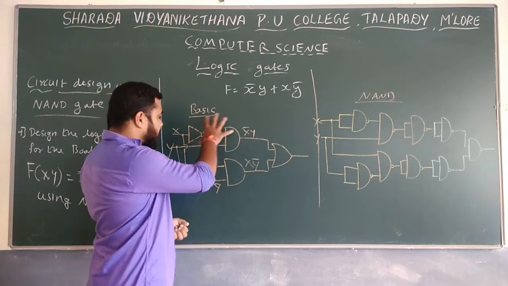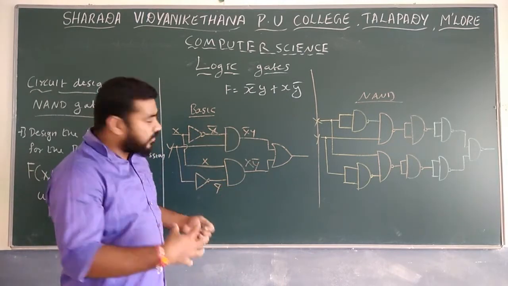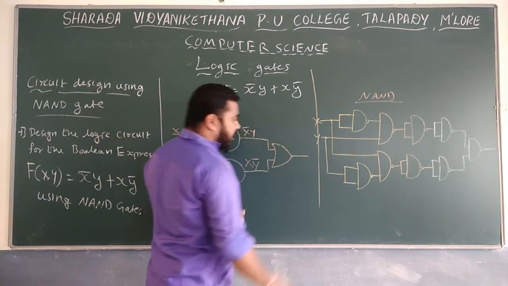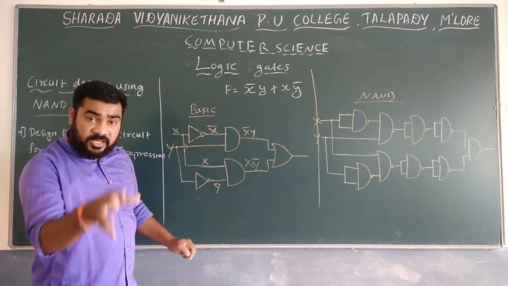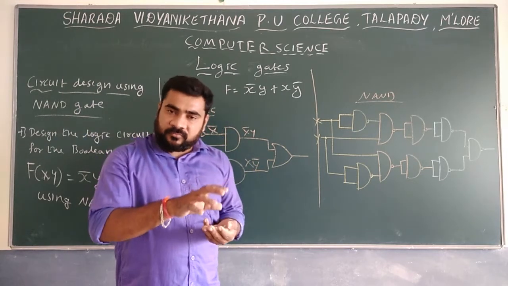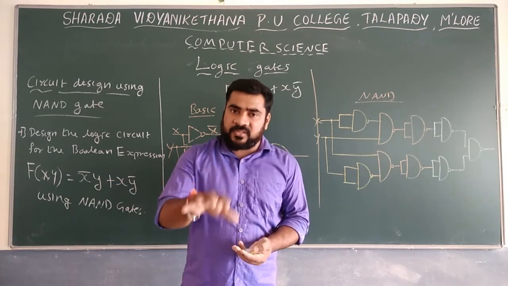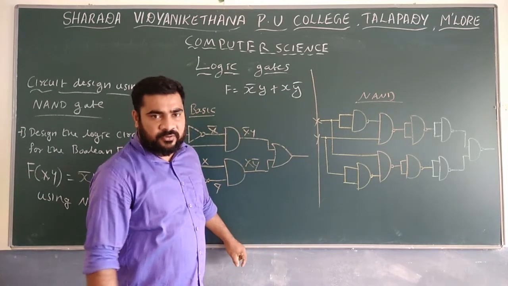So here, first you have to construct the NOT gate, everything. After constructing everything, then convert the same thing using only the NAND gate by using the figures. So you know how to construct the AND gate, the OR gate, and the NOT gate by using only the NAND gate. By using that, you can convert like this.